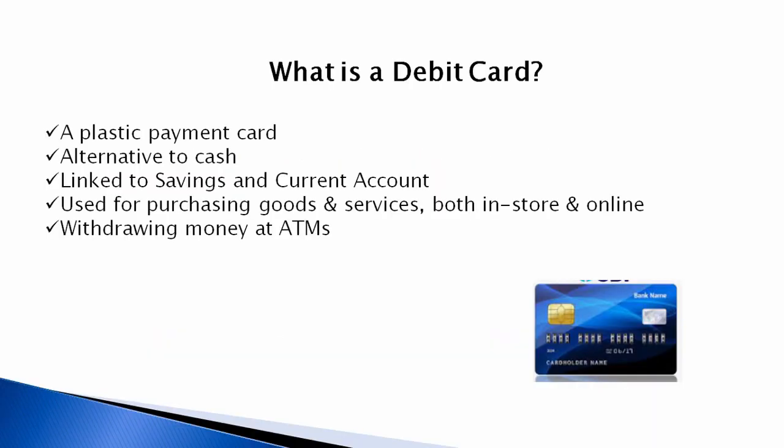So what is a debit card? A debit card is a plastic payment card. It is an alternative for cash. Instead of using cash for your transactions, you can use a debit card. Link it to your savings account or current account. Whenever you use the card, the amount will automatically be debited from your account. With this debit card, you can withdraw cash, make online purchases, and use POS machines, and you can use this card to withdraw money from ATMs also.